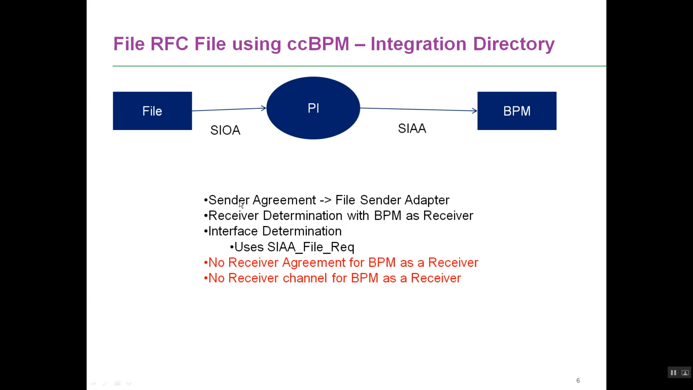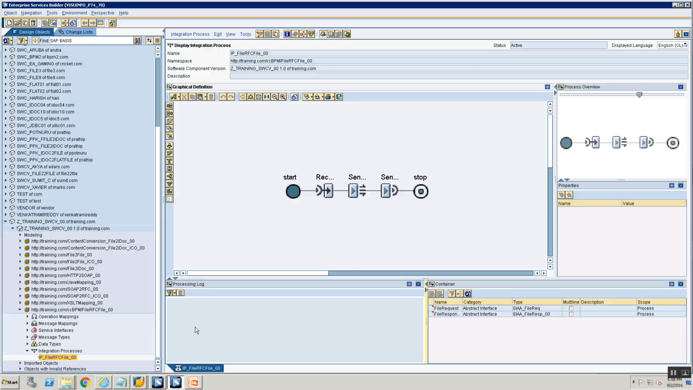All right. So you will define a sender agreement because your file system is sending the file. You will define a receiver determination where the receiver is BPM, and you will define an interface determination. You will not define any receiver agreement for a BPM. So when BPM is a receiving system, you do not need a receiver agreement. When BPM is a sending system, you do not need a sender agreement. So for BPMs, you do not need a communication channel, or a sender agreement and a receiver agreement. So in this case, for the first flow, you will define a sender adapter, a sender agreement, a receiver determination, and an interface determination. All right. So let's get started on that.